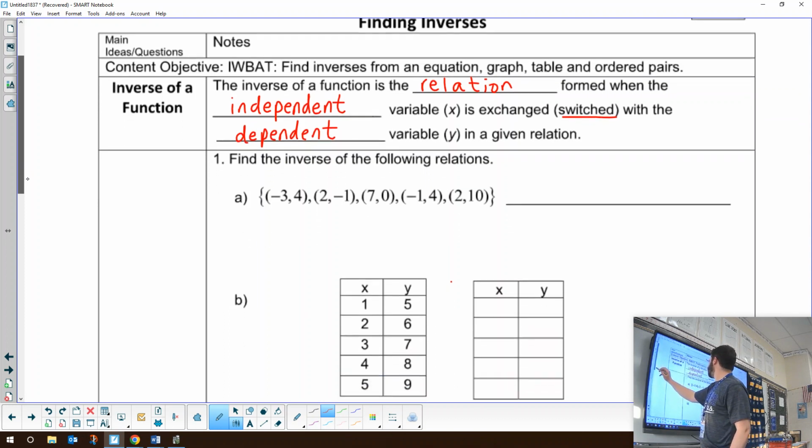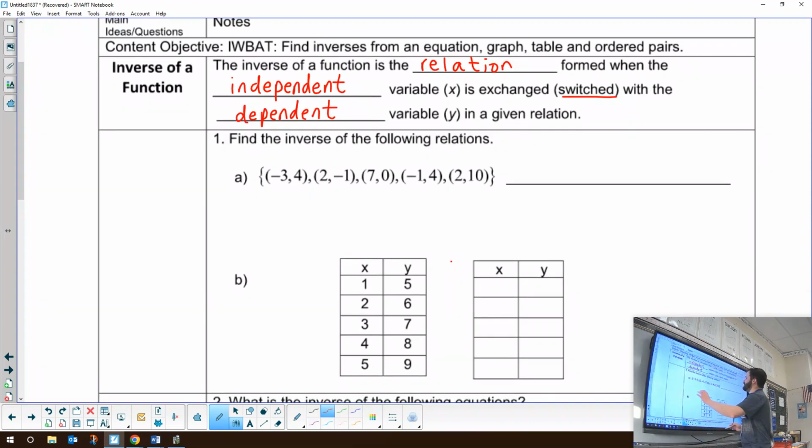So, for instance, if we take a look here at number 1, if I were to find the inverse of this, literally all we're doing is switching my x and y. So what's the inverse of negative 3, 4? Well, if we switch my x and y, we're going to have 4, negative 3. Notice your negative still stays there. You're just switching those two numbers. Okay? And then my next point is going to be at negative 1, 2. My next point is going to be at 0, 7.